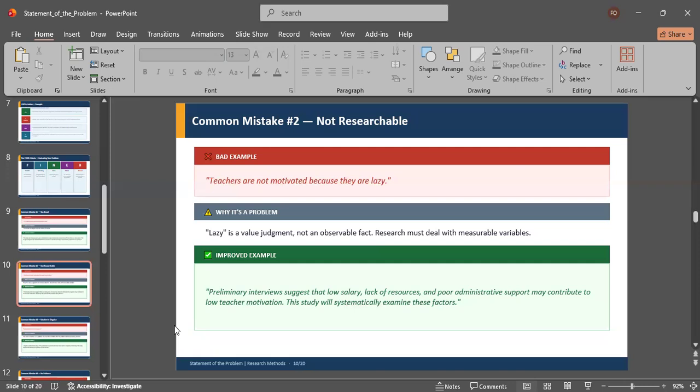Maybe the administrators, the management of that school, are not in support, not helping the teachers enough and all of that. That might lead to low motivation also. Then you're saying the study is systematically examining these factors. So, right, that is the properly written one.